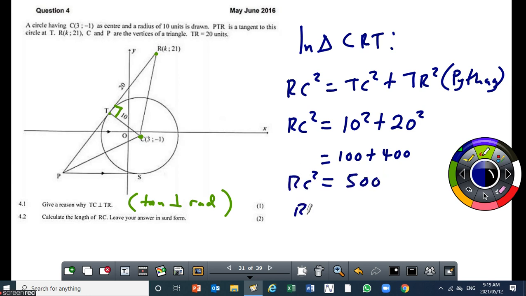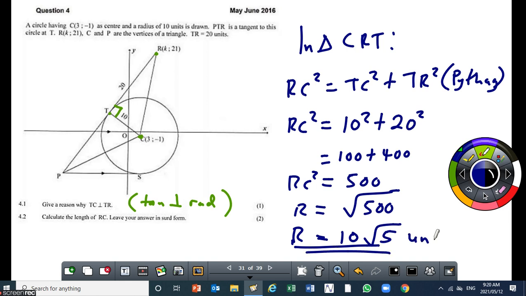That's RC squared. Then you take the square root, that will be the square root of 500. You simplify that, you can have 25 times 20. So you end up with 10 square root of 5 units. If you didn't write units, it's fine, but generally you should write units when talking about distance. So this is what you're supposed to have done. There's 1 mark for the answer, and the other mark will probably be for the use of the theorem of Pythagoras together with the reason.